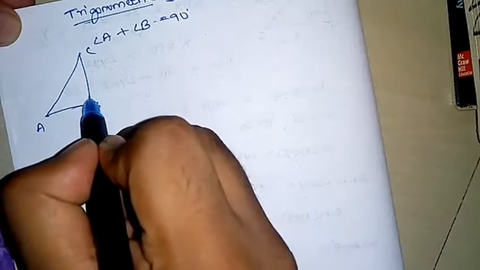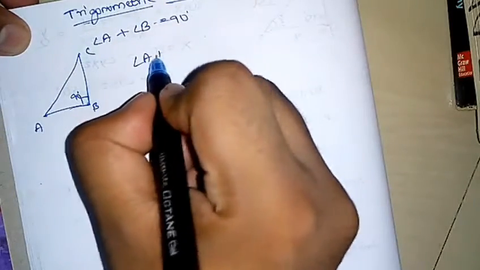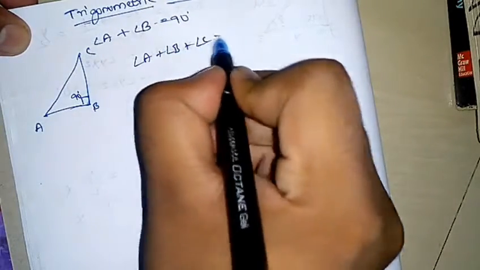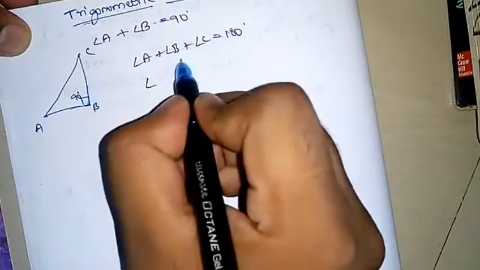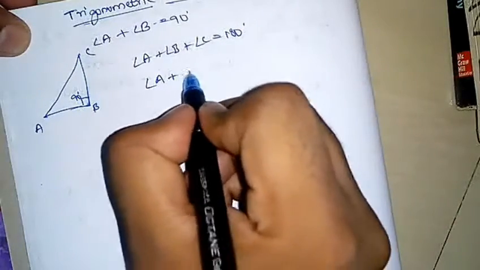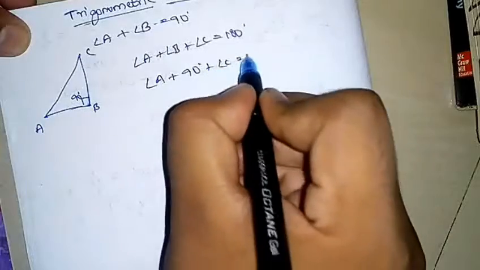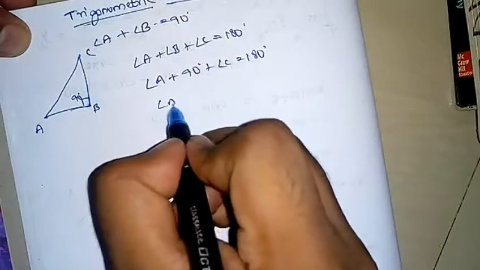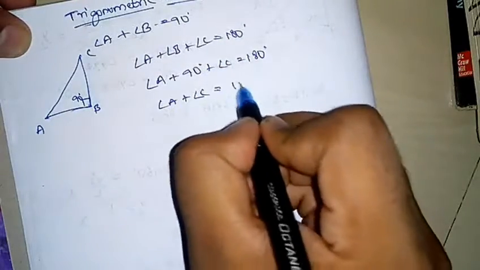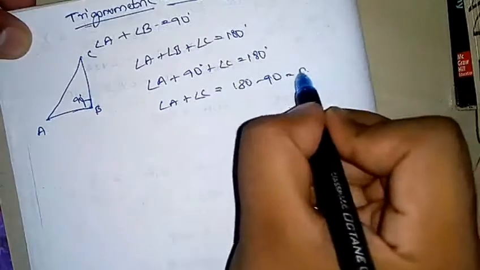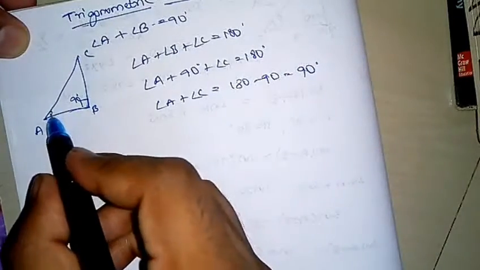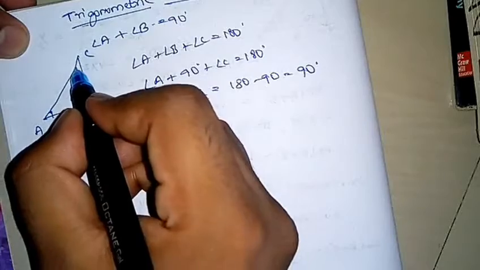Assume that this is a right triangle ABC, angle B is equal to 90 degrees. You know that the sum of three angles in a triangle is 180. Angle A plus angle B plus angle C is equal to 180 degrees. You know that angle B is 90, so angle A plus 90 degrees plus angle C is equal to 180. Angle A plus angle C is equal to 180 minus 90, which is equal to 90. Therefore, these two angles are complementary angles.